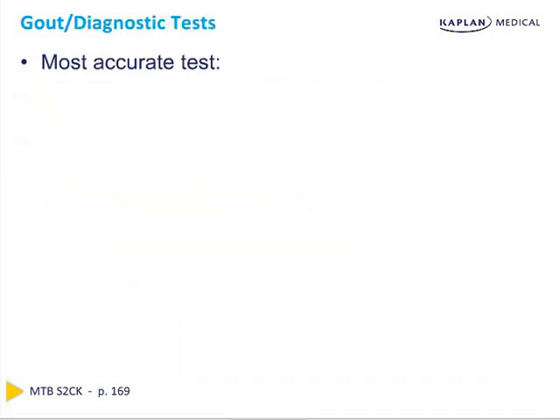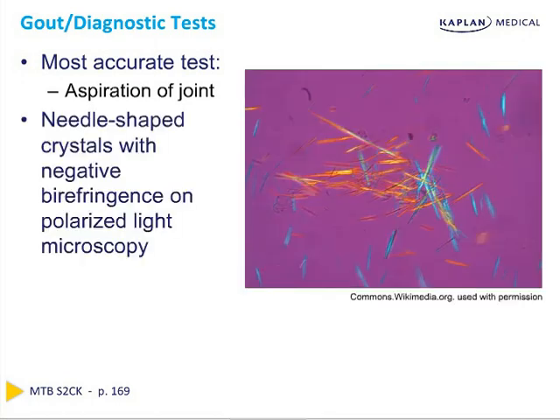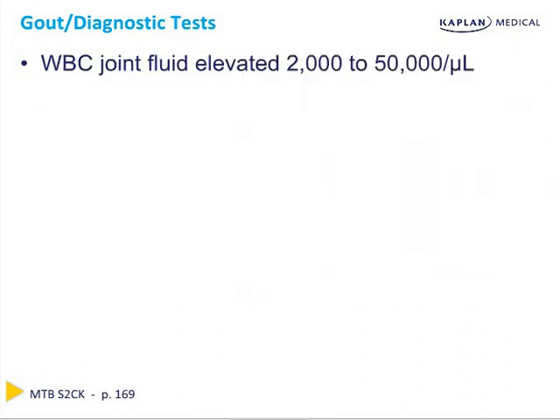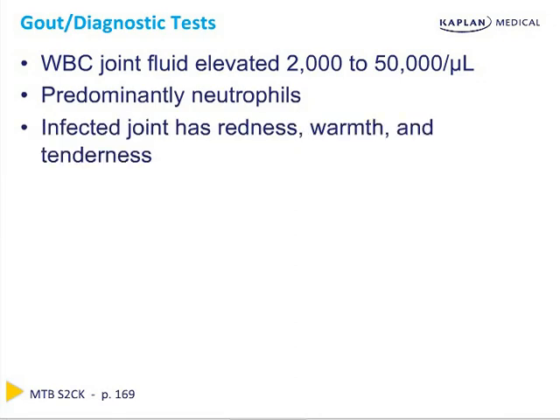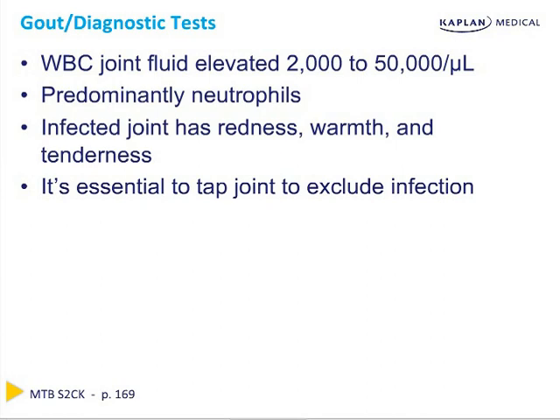The most accurate test for someone with gout is an aspiration of the affected joint. What you're going to find are needle-shaped crystals with negative birefringence on polarized light microscopy. In gout, the white blood cell count will be elevated between 2 and 50,000. The cell count will show predominantly neutrophils. Remember, it's going to be an inflamed joint with redness, warmth, and tenderness, so you're going to expect inflammatory cells. It's essential to tap the joint to exclude infection.